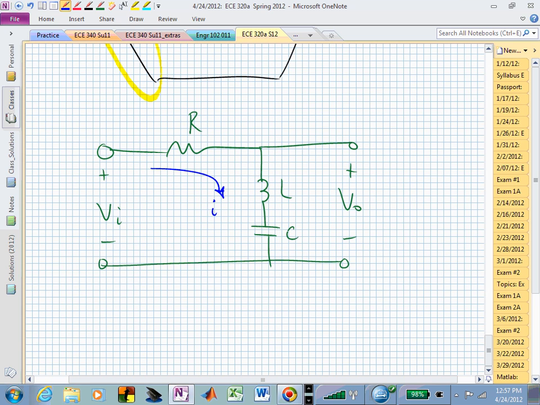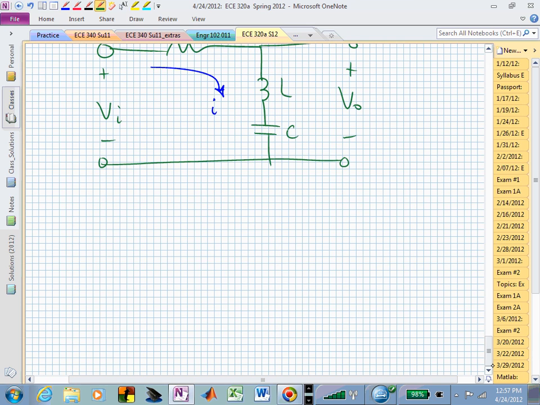Other questions on this? And this is now just passive. Let's now move into chapter 15, which is active filters.